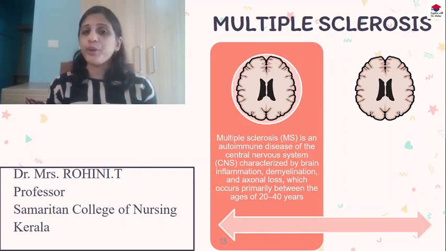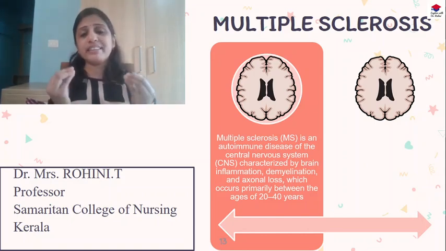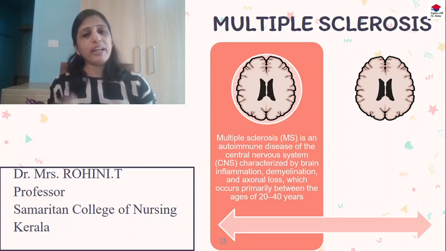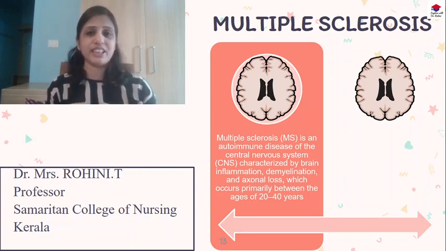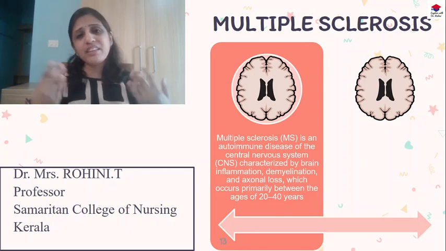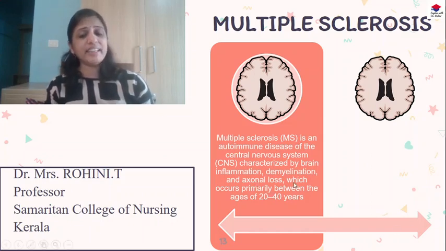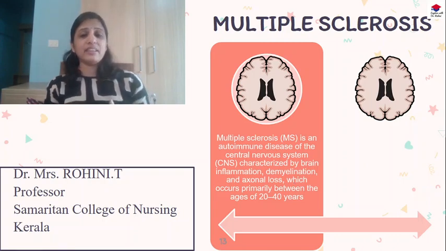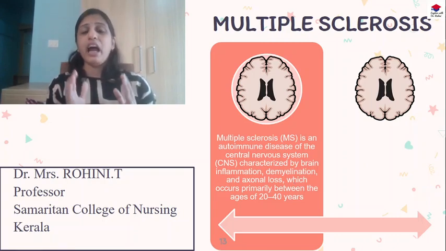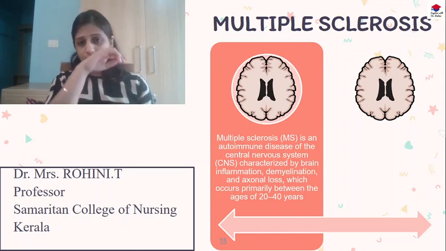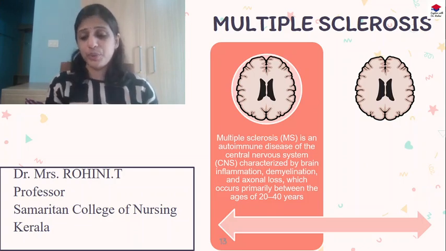The reason is it is an autoimmune disorder, and it affects the central nervous system. In the nervous system, we know that neurons are the basic functional unit. But what happens in multiple sclerosis? There is demyelination. The myelin sheath is degraded, so there is degeneration, and automatically the patient suffers from brain inflammation, demyelination, and axonal loss. The most pathetic part is it usually occurs in the productive age group, between 20 to 40 years.